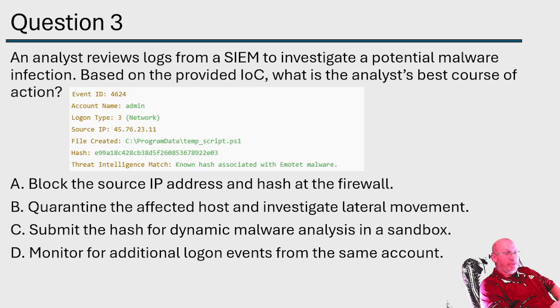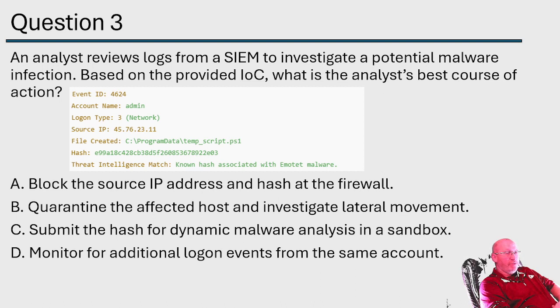Because I know somebody's screaming at their computer going, wait a minute, why wouldn't we block the source IP address and the hash at the firewall and then quarantine the affected host and investigate for lateral movement? Why aren't we doing that first? Why is quarantining first? Well, because it's in the question.